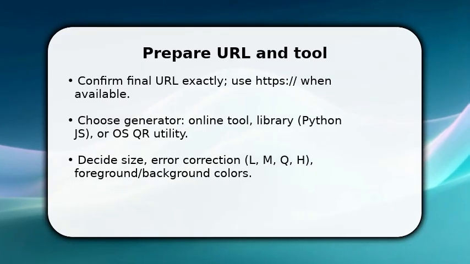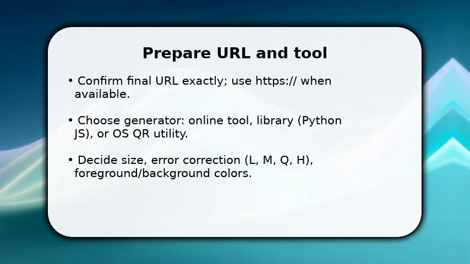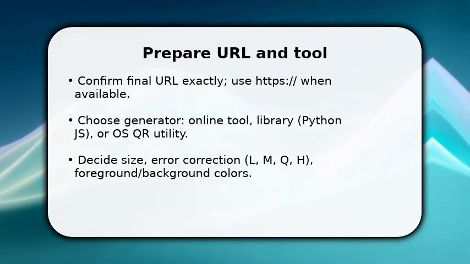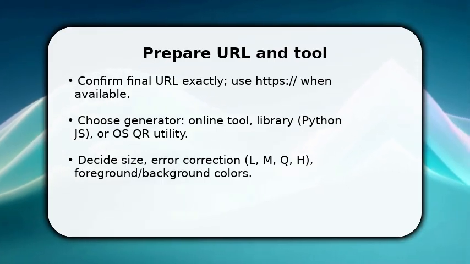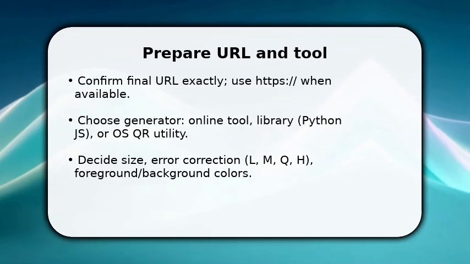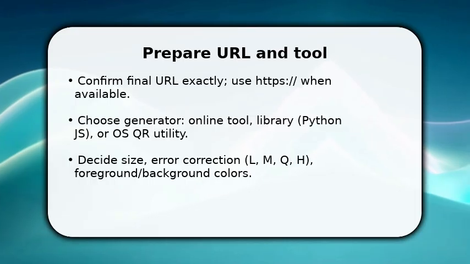You start by verifying the URL you want encoded and picking a generation method. Enter the exact URL including HTTPS so link behavior is predictable. Then select a generator: a trusted website for quick work, a library like QR Code for Python or QRCode.js for browser use, or a native OS tool.